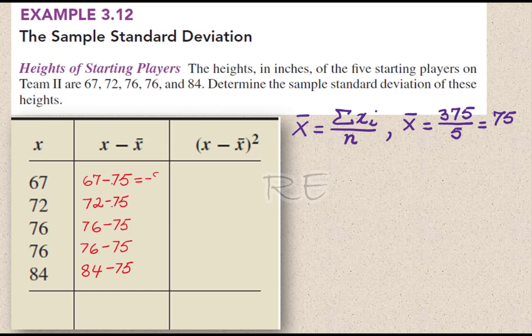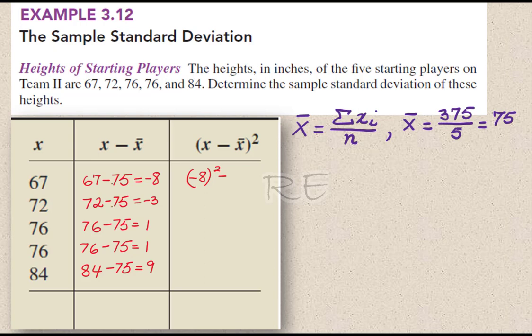67 minus 75 is -8. 72 minus 75 is -3. 76 minus 75, 1, and so on and so forth. 84 minus 75, 9. Second column, we need to square them.